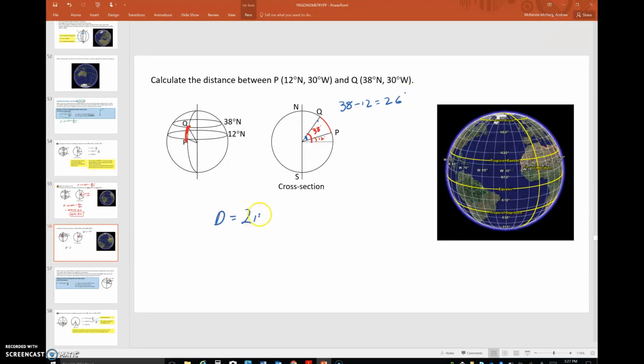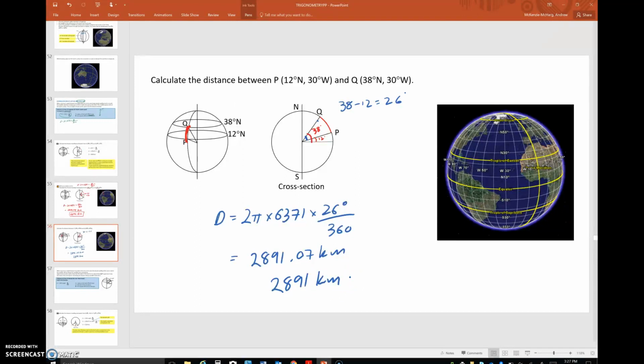So D is 2 pi times 6371 times 26 on 360. And you might want to pause now and try putting that into the calculator to see what you get. And in this case, we get 2891.07 kilometres, basically 2,891 kilometres.